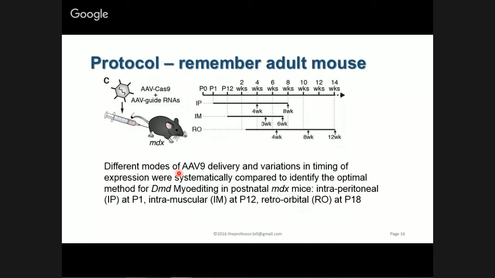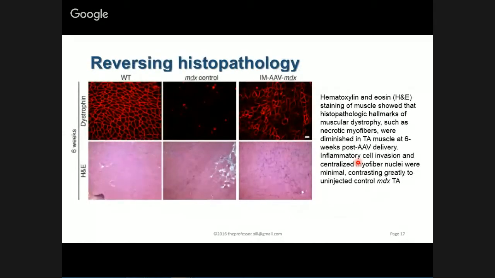So they do these injections when the mice are at P1, so 1 day after they're born, then they go back and examine for expression 4 weeks later or 8 weeks later. For intramuscular, they inject when the mice are 12 days old, and then go back 3 weeks and 6 weeks after injection. And for retroorbital, they inject just over 2 weeks of age, and then go back 4 weeks, 8 weeks, and 12 weeks later. So they want to see the expression after they do these injections.